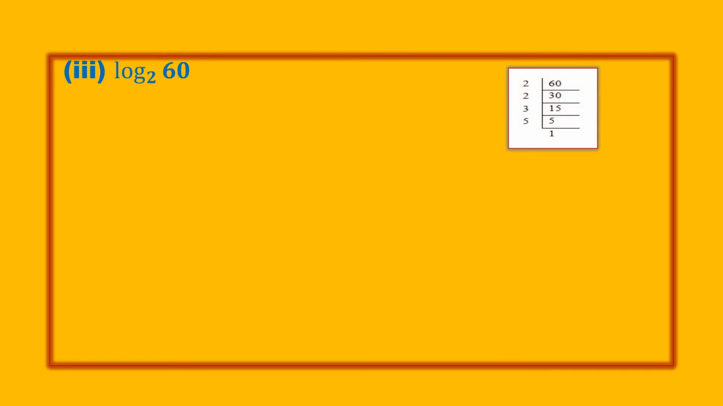Okay, so 60, here I have done the prime factorization. You should be perfect with the divisibility rules to do this prime factorization.